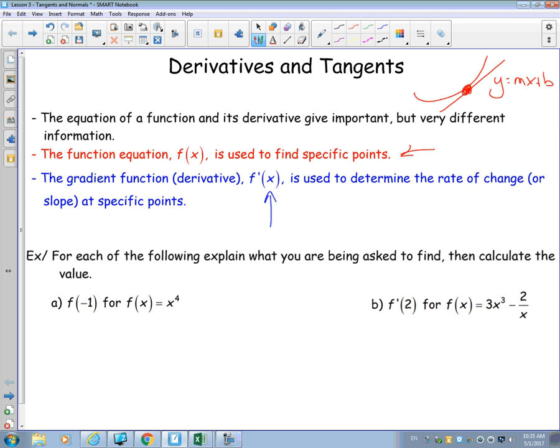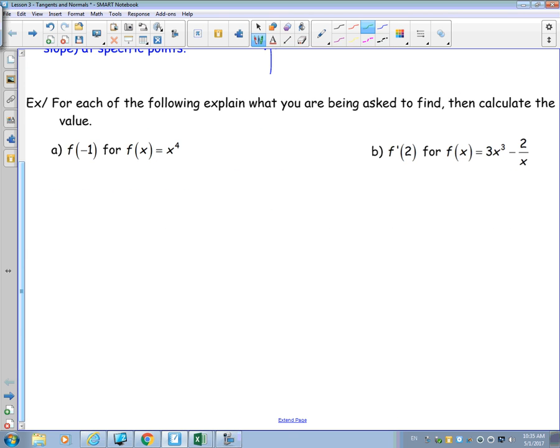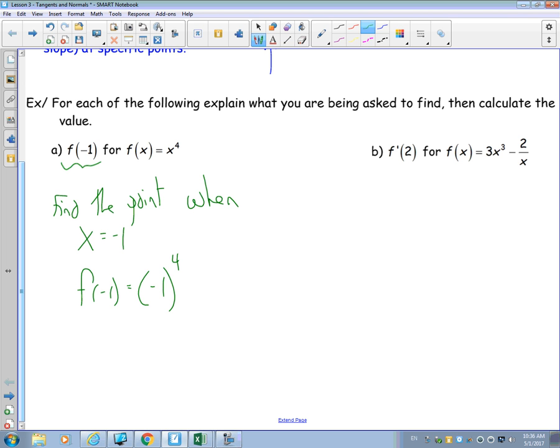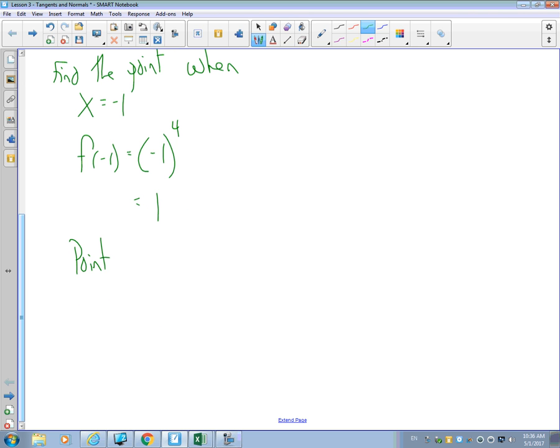So let's start with an example here. For each of the following, explain what you're being asked to find, then calculate the value. So I'm looking at f at -1. What does that mean? I want to find the point. It's a point because I'm using the original function. The point where x equals -1. That's what I'm being asked to find in this first thing. I can do that by plugging in -1 into my function. So -1 to the 4. Well, that comes out to 1. So in other words, I have a point, -1 and 1 on this function somewhere.